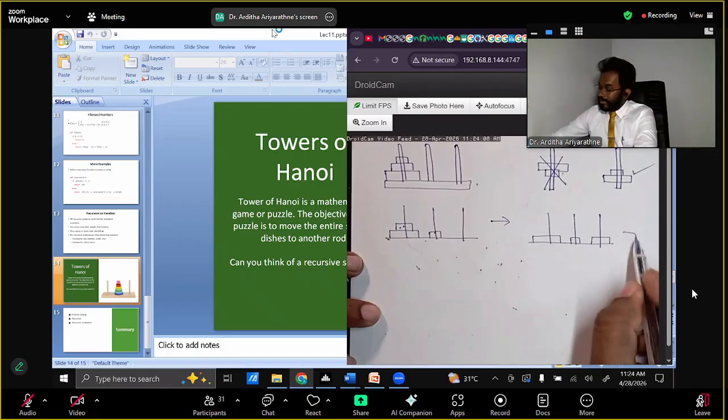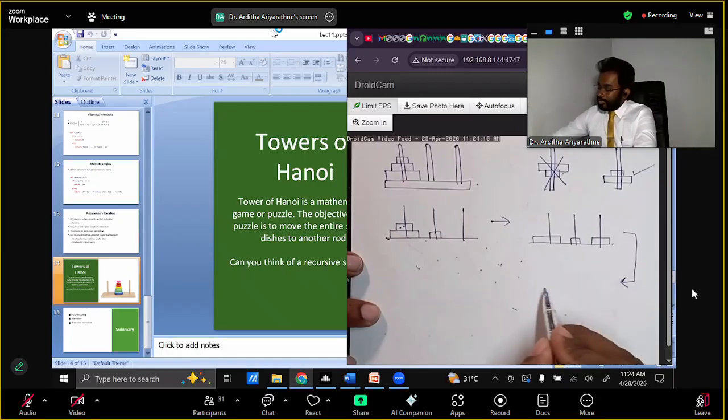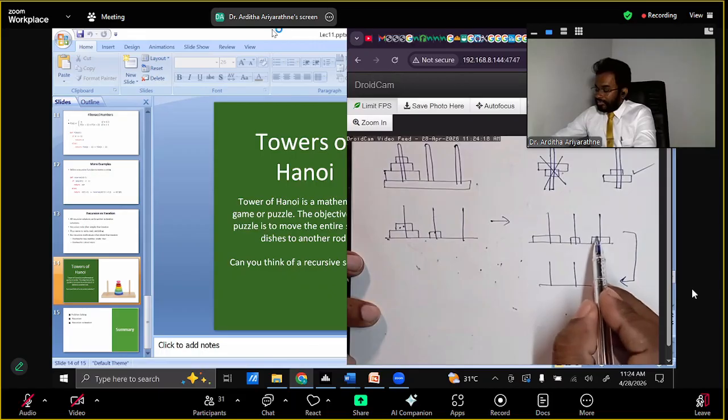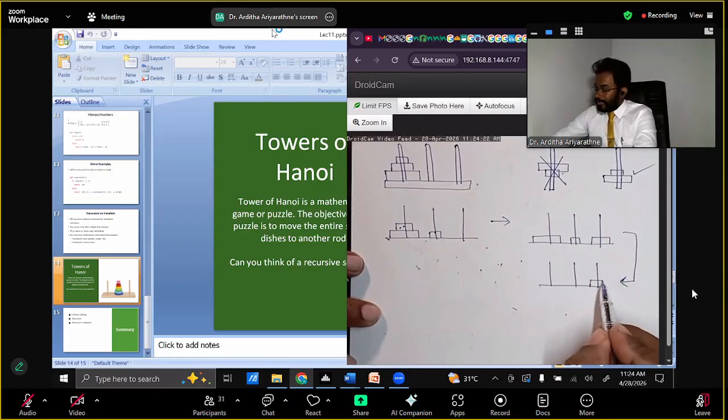Then at the next level, what I am going to do here. Now I can move this one to here, the medium one, and on top of that I can put the small one. Now still the larger one is here.